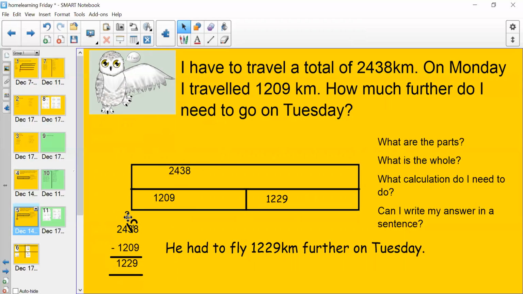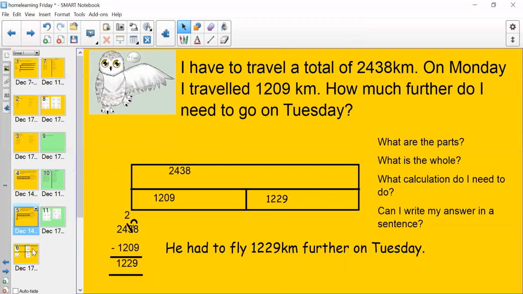So over here, you can see that I've done column subtraction, where I had to regroup the ones column. And my answer was 1,229. So I would put that in the other part of my bar model. And then your answer sentence would be, he had to fly 1,229 kilometers further on Tuesday. So well done if you had a go and tried to get that answer.